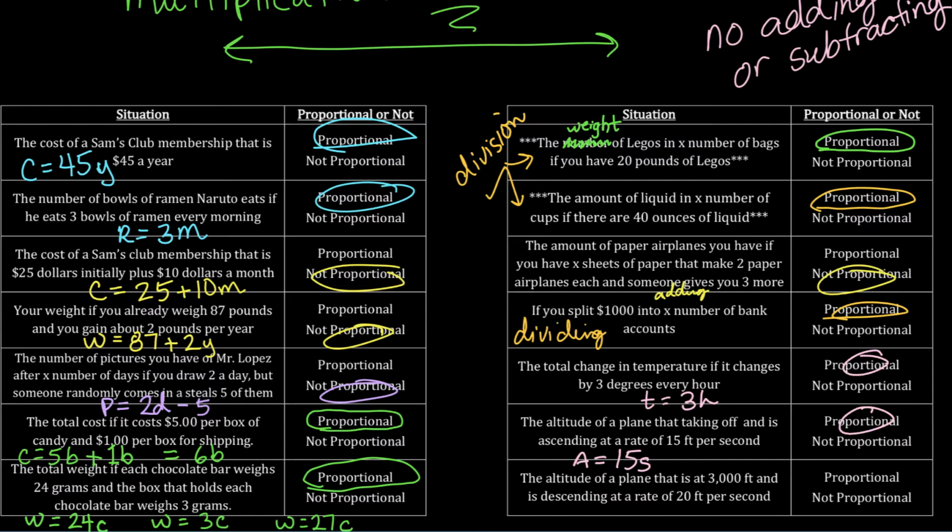But at the same time, if the altitude of a plane is already at 3,000, and then it descends at 20 feet per second, then it's subtracting, so it's not proportional. All right, cool. I hope you understand this.